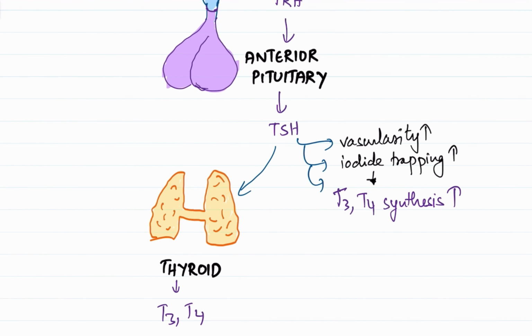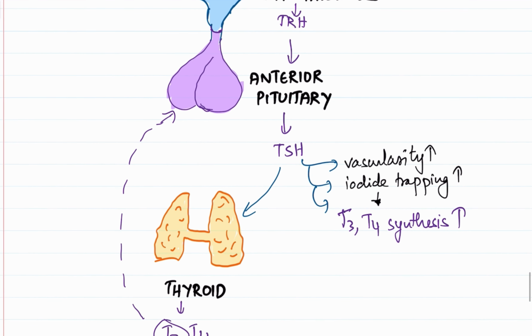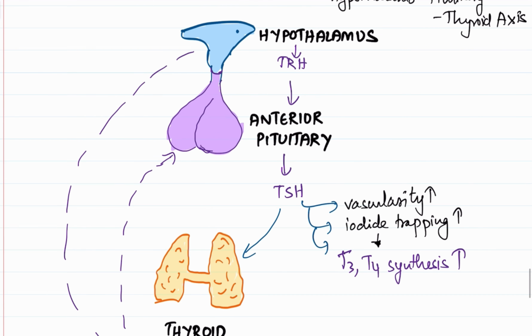Now, the excess of T3 and T4 has a negative feedback effect. So the T3 will inhibit the TSH secretion. So the TSH secretion is inhibited by the excess T3. And not just the TSH, it will also act on the hypothalamus, and there is going to be a negative effect on the release of thyroid releasing hormone. So both TSH and TRH secretion is decreased, and this is called the negative feedback.